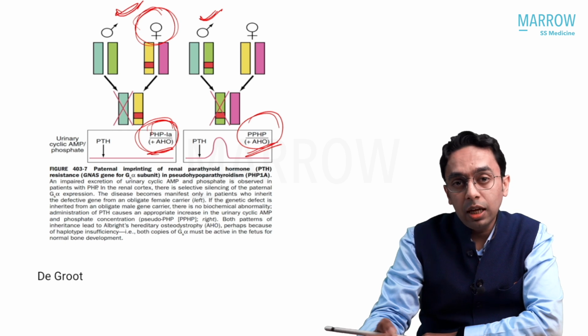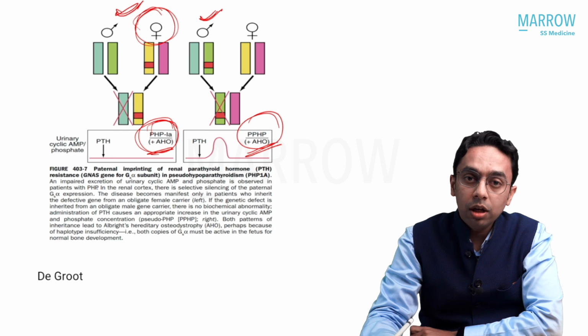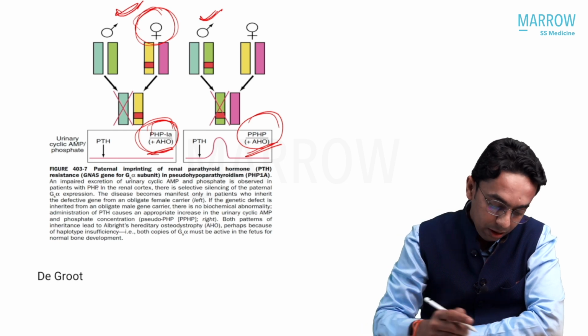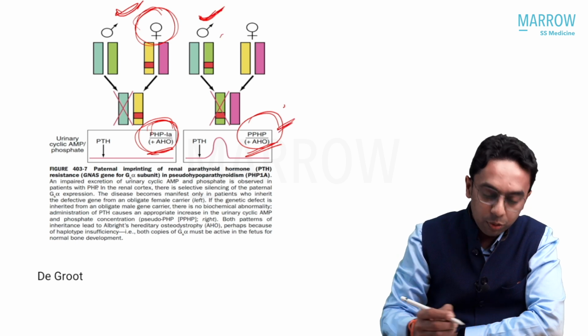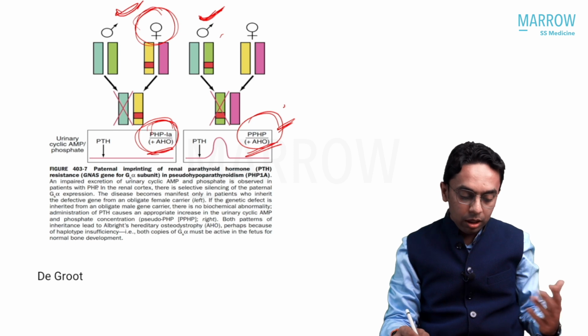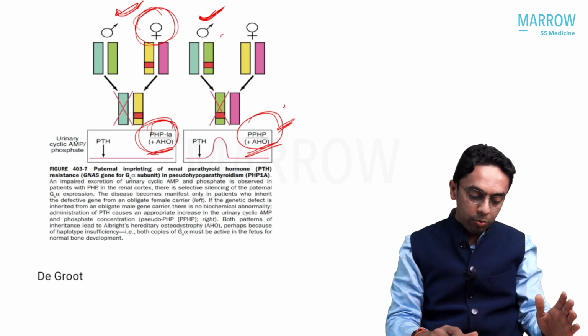In both these, AHO phenotype is there. That means that both the genes are important for bone development. Okay, so if this is inherited from a father, then the patient develops pseudopseudohypoparathyroidism. If it is inherited from the mother, the patient develops type 1A pseudohypoparathyroidism.